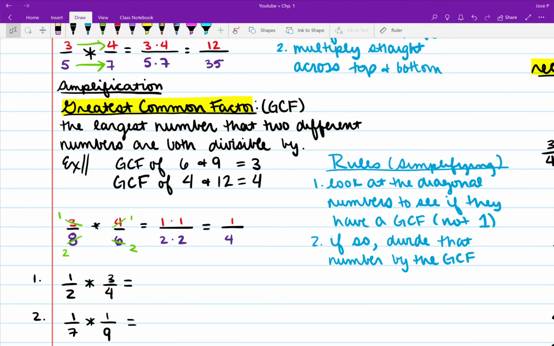Well, there's something called the greatest common factor, better known as the GCF. The GCF is the largest number that two different numbers are both divisible by, excluding 1. That's kind of weird put into words like that, so let's look at an example. The GCF of 6 and 9 is 3. So the greatest thing that can go into both 6 and 9 is 3. The GCF of 4 and 12 is 4. The GCF of a pair of numbers can be one of the numbers that we're looking at, because 4 goes into 4 one time, then 4 goes into 12 3 times.